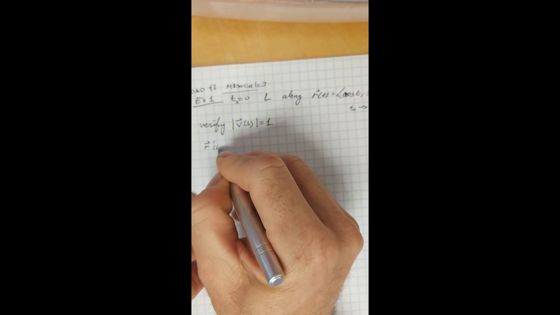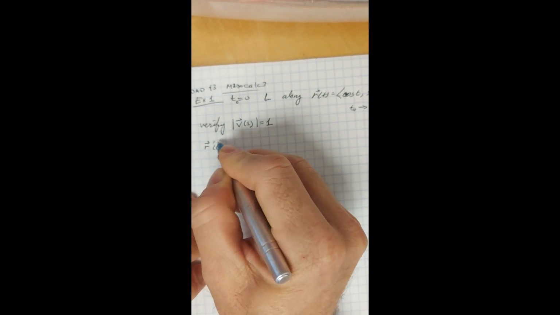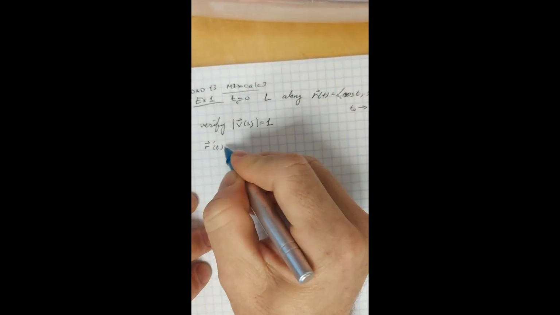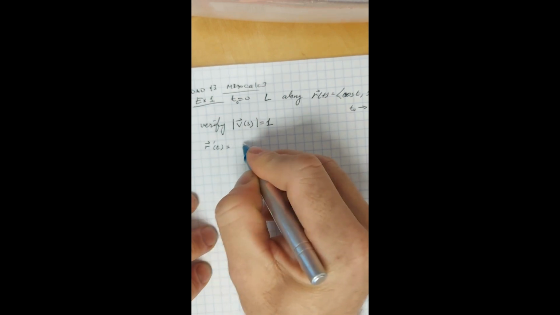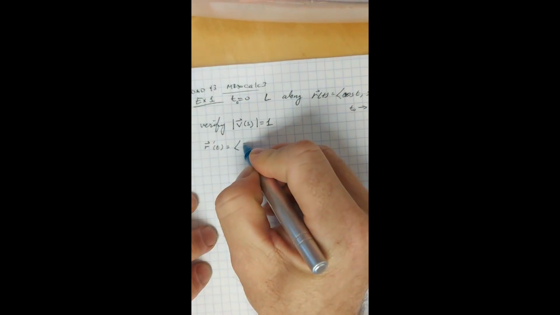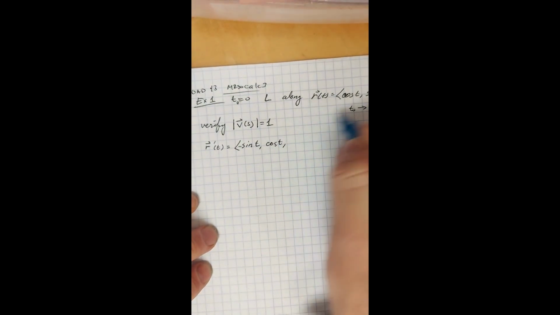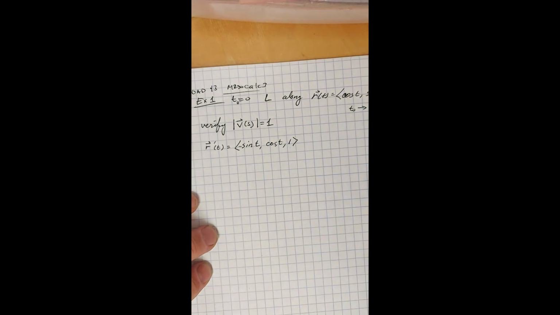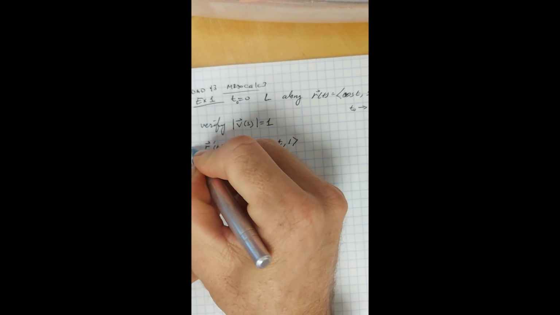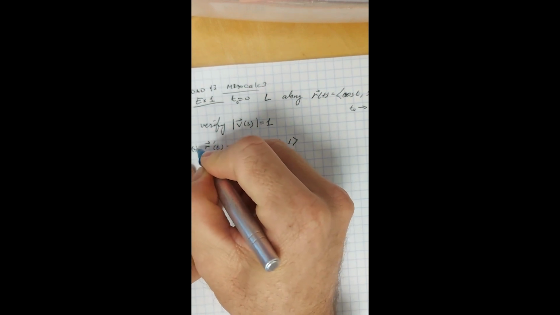So r prime of t. I usually use a dot, but with the vector notation that looks kind of weird, so I use the prime here. The derivative of cosine t is negative sine of t, the derivative of sine of t is cosine of t, and the derivative of t is just 1. That gives us the derivative, which is of course the velocity v of t.